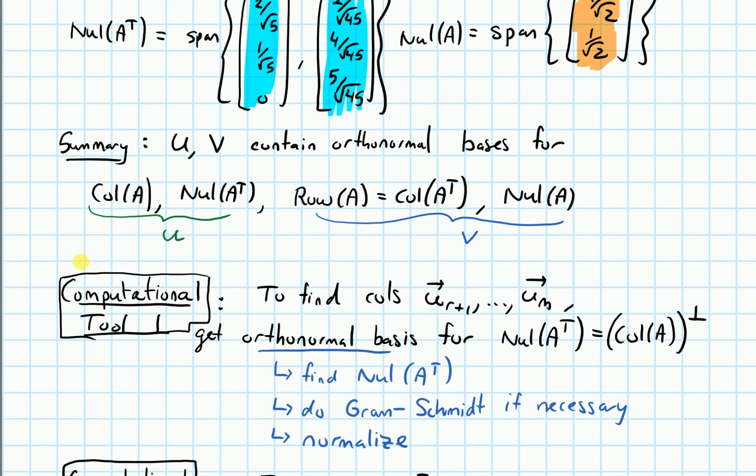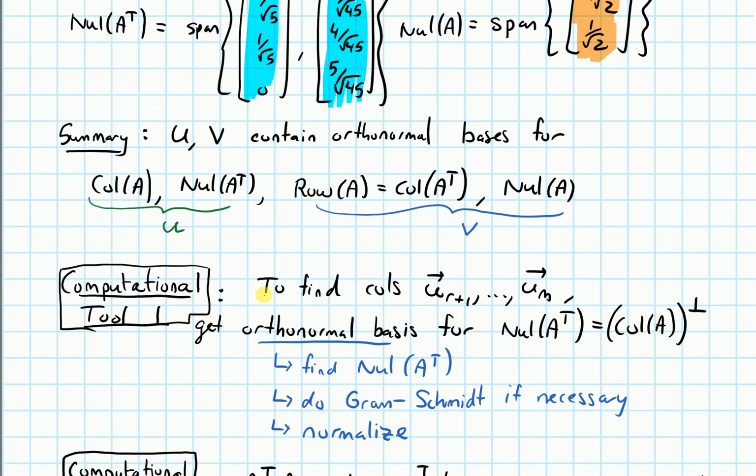So the first is, if we want to find the columns in U after the first r, so if we want to find u_{r+1} up until u_m, we need to get an orthonormal basis for the null space of A transpose. And that's the same thing as the column space of A perp. So we'll talk in the next video about 2 ways to do this, but the overall problem that we need to do is we need to find the null space of A transpose. Specifically, we're going to find a basis for the null space of A transpose.